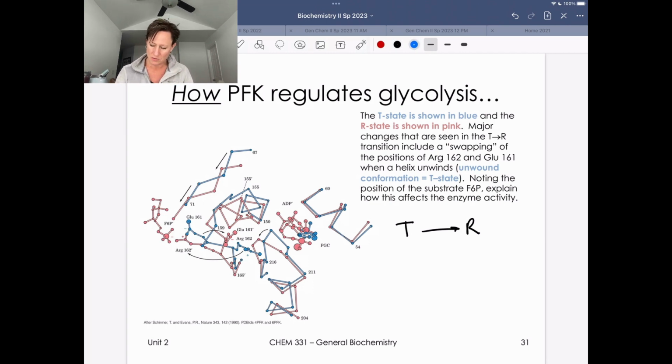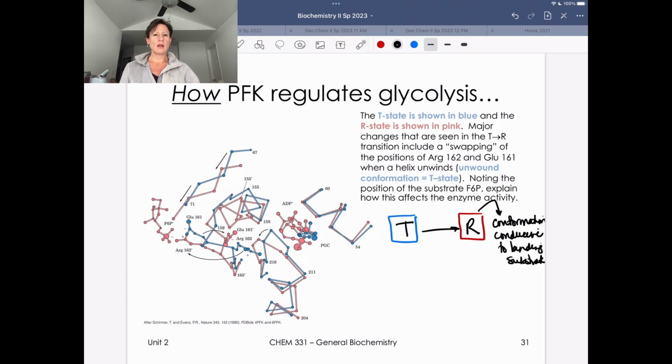We're going to look at the colors here for a minute, but these colors tell us that the T state of this protein is what's shown in blue, and the R state is what's shown in red, reminding us that R state, right, is a conformation that's conducive to binding substrate. Okay, so let's look at this conformation that we have here.